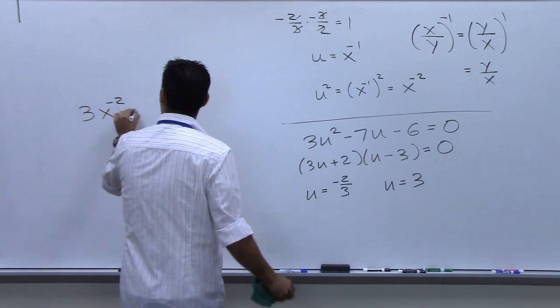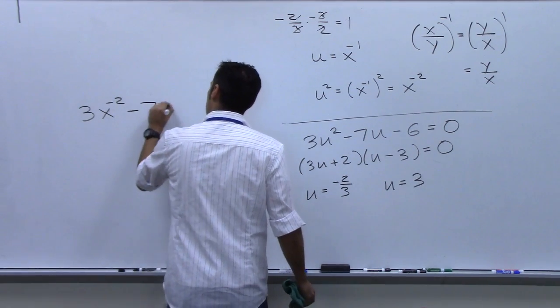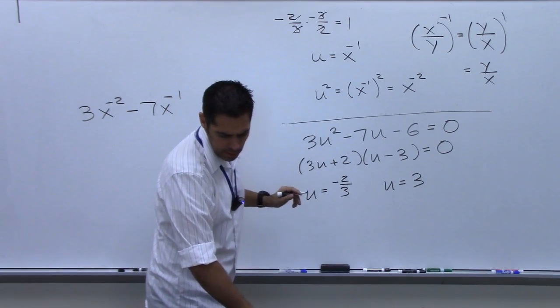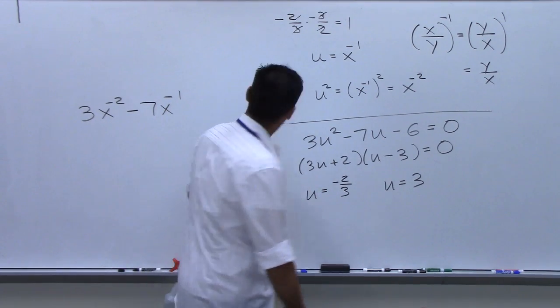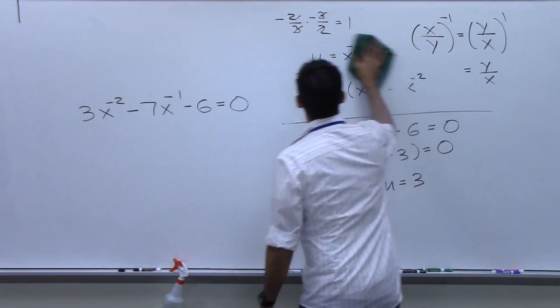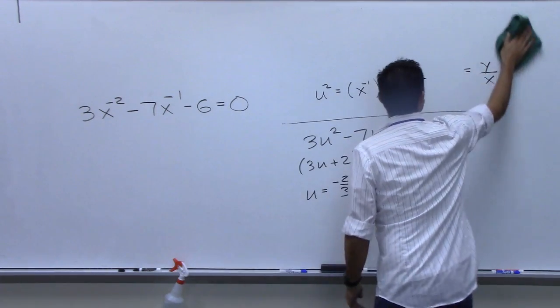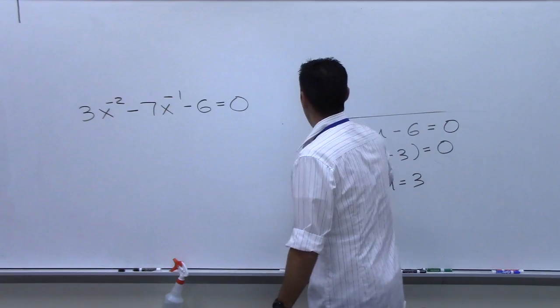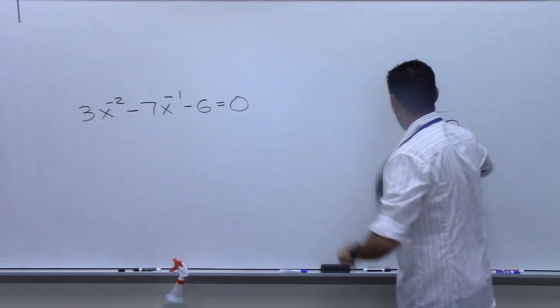Minus 7x to the negative 1 minus 6 equals 0. Just so you know, I might get a phone call that I might have to take outside. I just got like an emergency phone call. So if I get another one, I'm going to take the call.